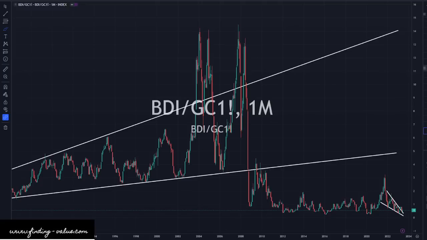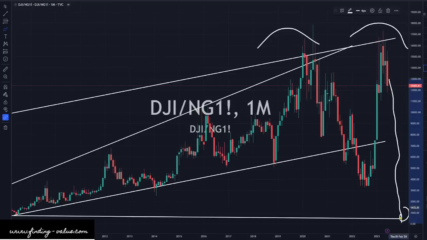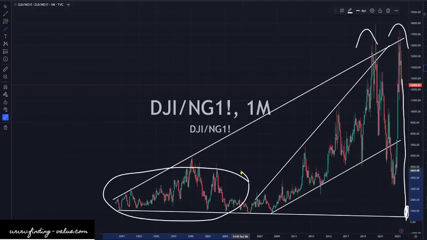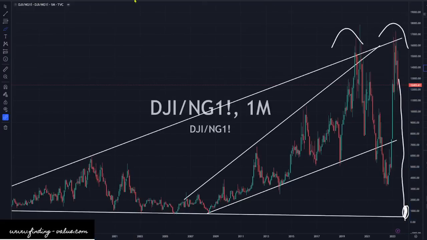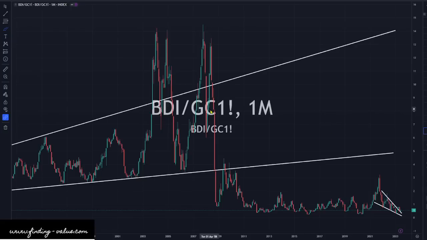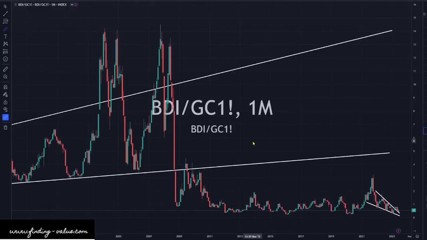Let's go back real quick. Dow Jones to natural gas. There's your double top. And then what's going to happen is this is going to go all the way back down and compress to a very low level, like it did down here. That's your double top. The same chart as Baltic Dry Index to gold, where gold outperformed Baltic Dry Index during that time. But I think Baltic Dry Index can outperform gold here at some point.